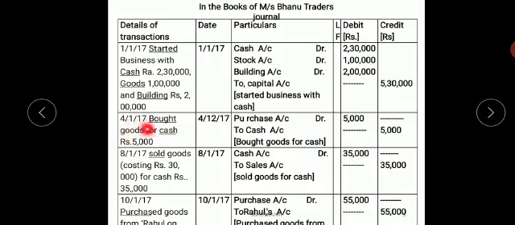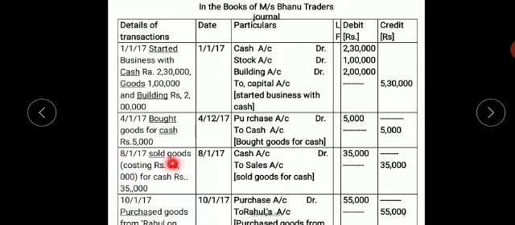Next, on 4/1, bought goods for cash, rupees 5,000. On 4/1/2017, by mistake the word 'to' has come, there is a printing mistake. So on 4/1/2017, your amount of purchases is 5,000. So purchases account is debited, to cash 5,000. Narration, bought goods for cash, because purchase is an expense. So it is increasing my expense, it is debited. Cash is paid, reducing the asset, so it is to be credited.